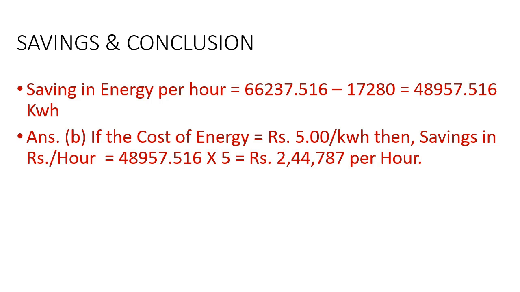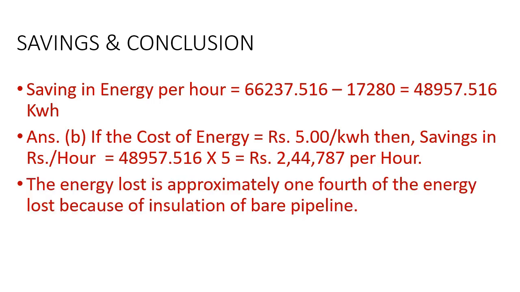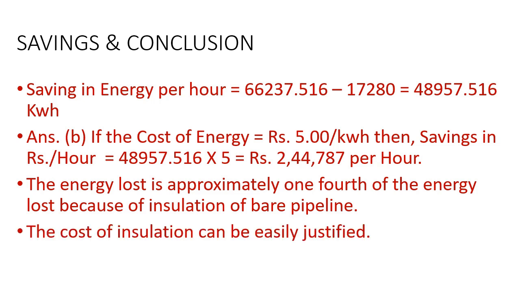Now if the cost of energy is rupees 5, then the savings in rupees per hour would come out to be around 2,44,787 rupees per hour. The energy lost, we can see, is approximately 1/4 of the energy lost from the bare pipeline because of insulation. The cost of insulation can be easily justified. If you insulate, the cost can be very easily justified.